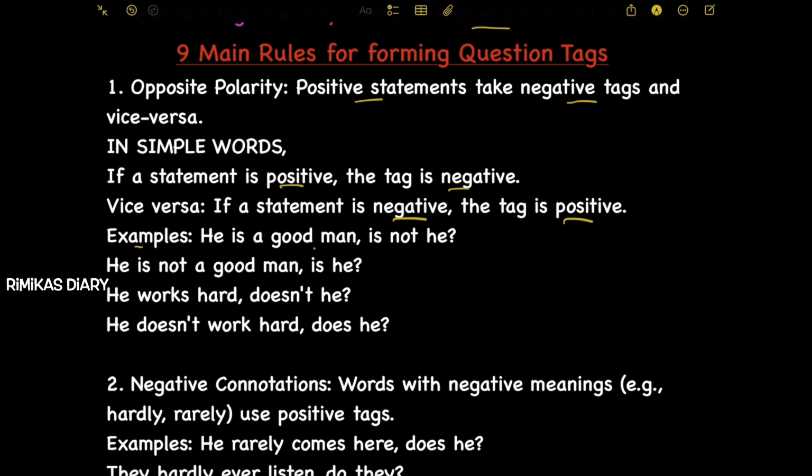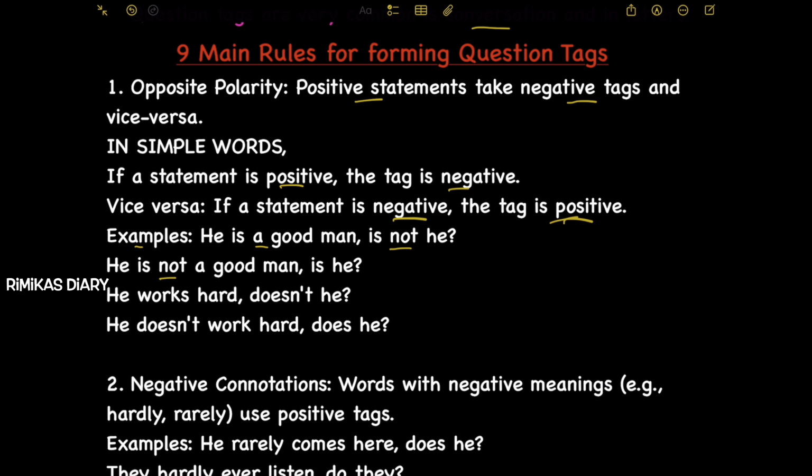Examples: he is a good man, isn't he? Here, he is a good man is the statement and it's positive, so you have to add a negative tag. Since there's not, this tag is negative. He's not a good man, is he? Since there's not, this statement is negative, so there should be a positive tag.